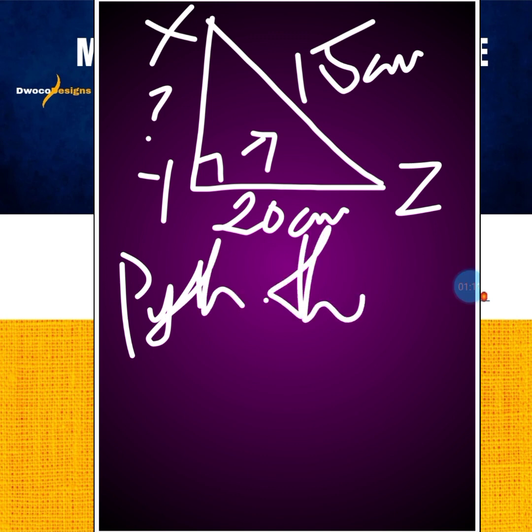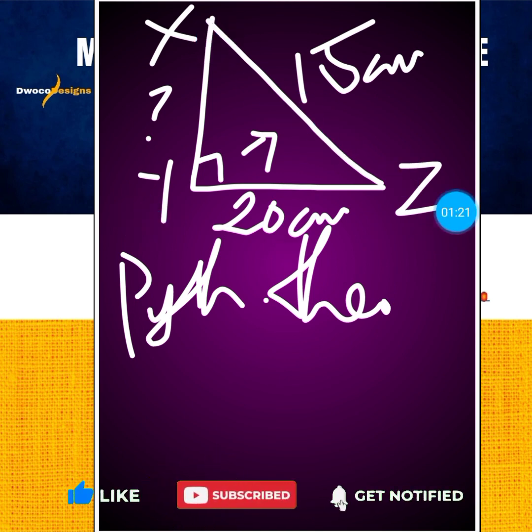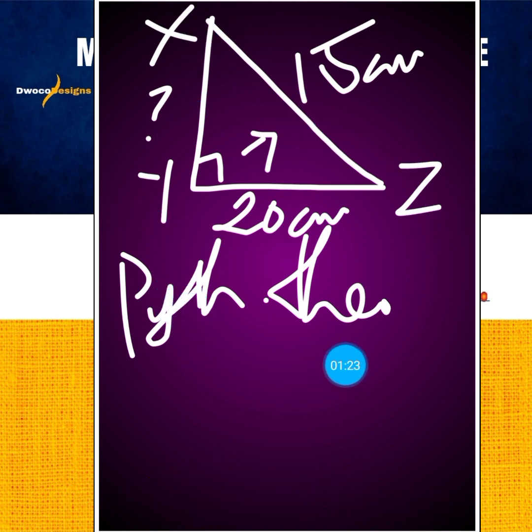Go and apply Pythagoras Theorem. Make sure you have your pen and paper with you, and write down what you see me write. So we have XZ, YZ, and XY. I'm going to call them by letters. The side facing this angle, I'm going to call small letter Y.